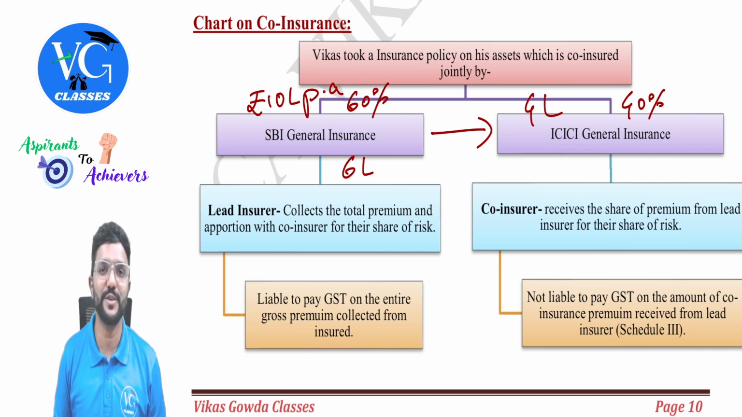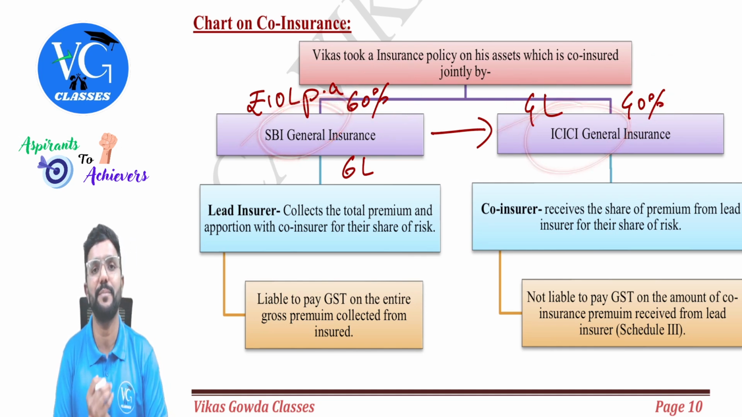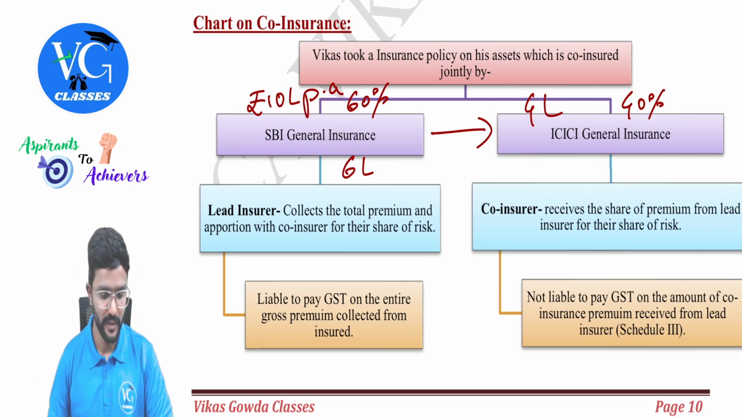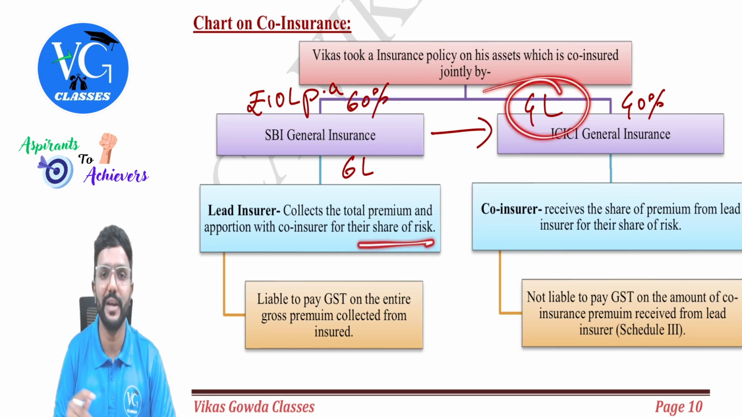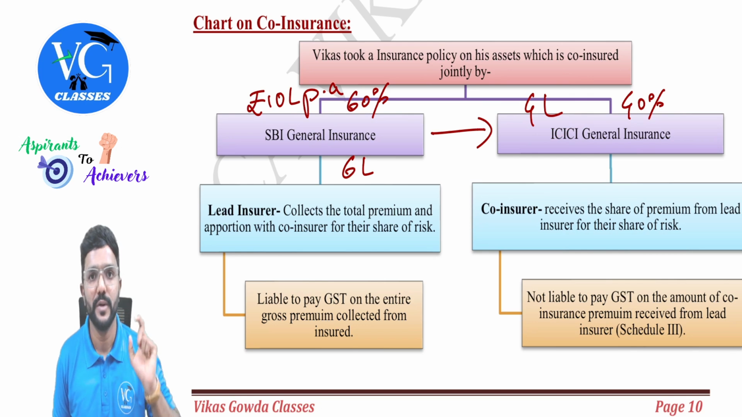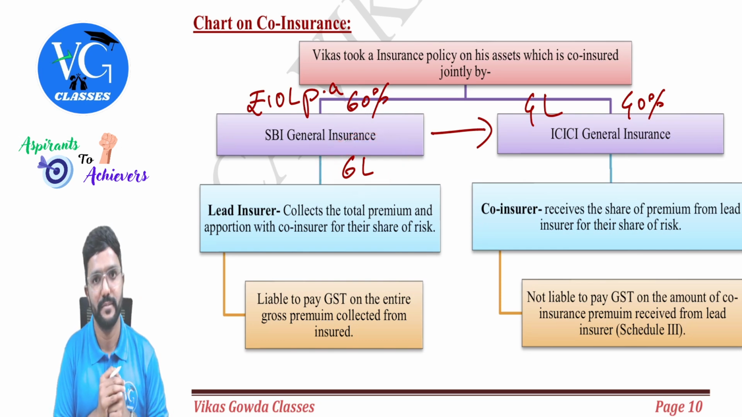So if anything goes wrong tomorrow, who should pay this amount, guys? They both have to pay jointly. Out of 10 crore, in the same 60-40 ratio, 6 crore has to be paid by SBI and 4 crore by ICICI. Now SBI collects the total premium, that is 10 lakh from Vikas, and apportions it with the co-insurer for their share of risk. So 4 lakh they will give to ICICI. So what is the earning of SBI? It is 6 lakh.